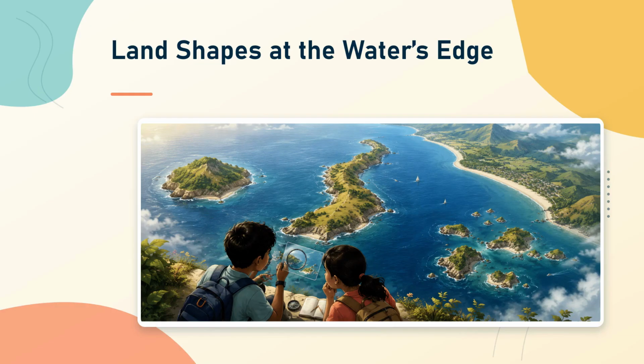By the end of this lesson, you will be able to study a simple map and decide what kind of land and water form it shows. Imagine looking down from above at several coastlines. One piece of land stands alone, another reaches into the water, and many small pieces appear together. The shapes look similar at first, but each one carries a different clue.